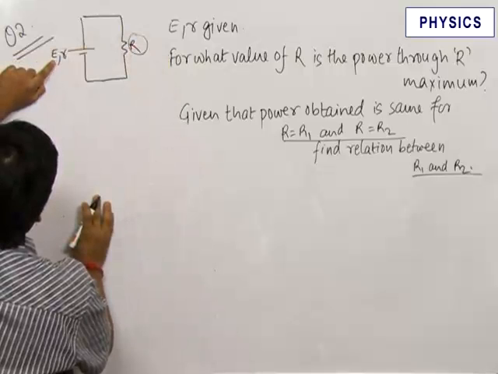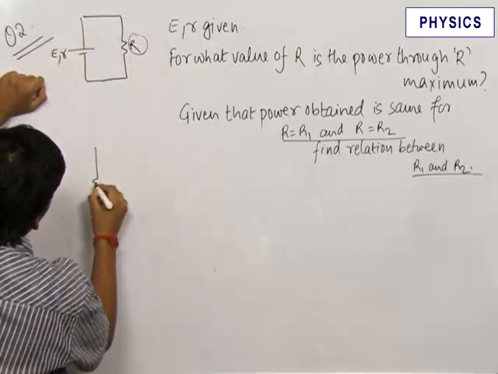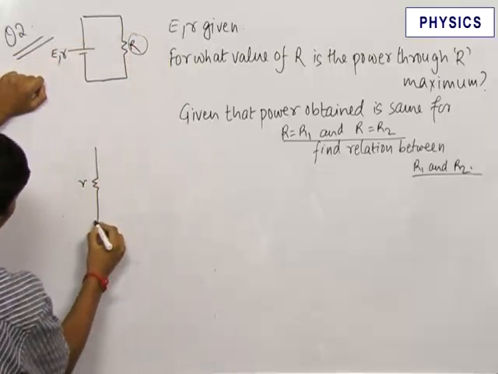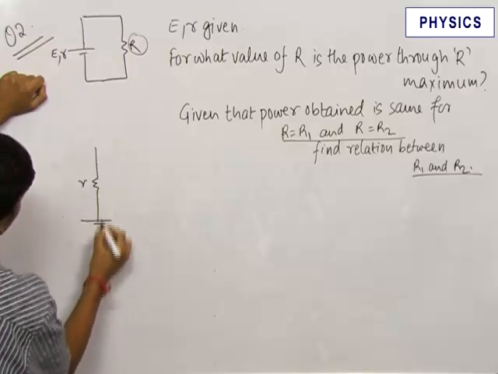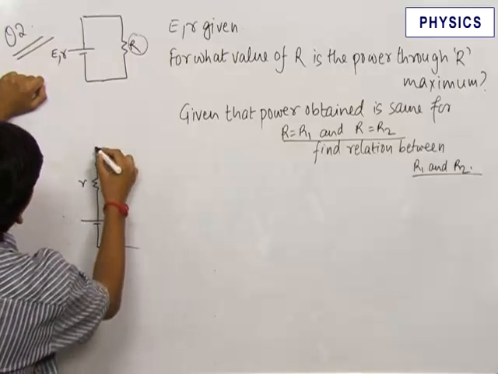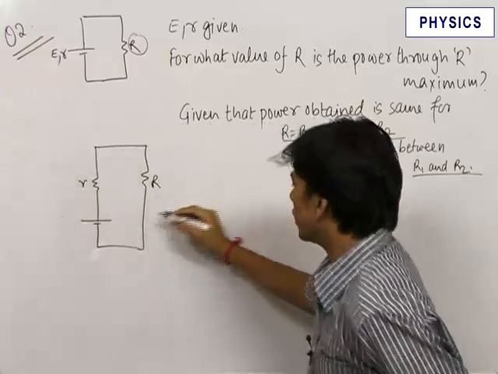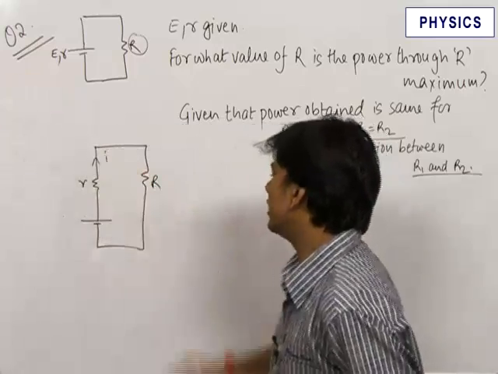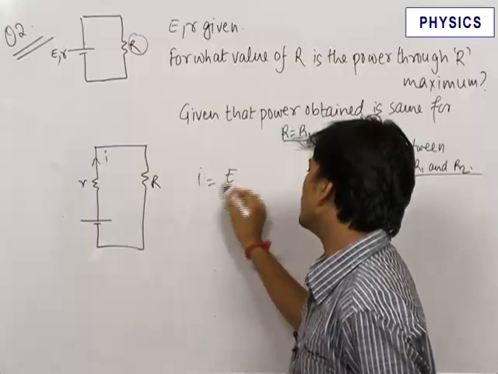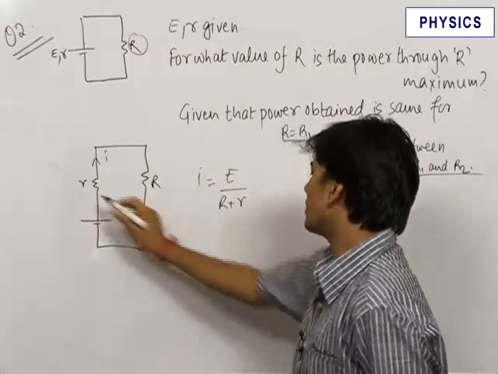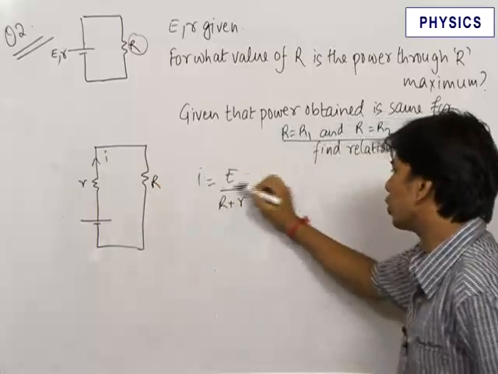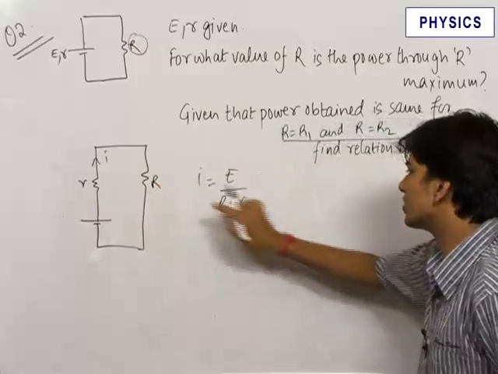Whenever there is a battery with an internal resistance, it can be replaced by this system, a resistance r in series with the cell. Now let us find out the current in the circuit. The current in the circuit is equal to I. This can be written to be equal to E upon R plus r, because R plus r is the equivalent resistance of the circuit. Therefore total EMF upon the equivalent resistance gives us the current.